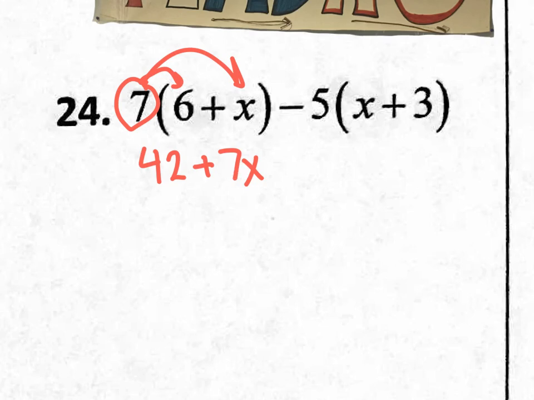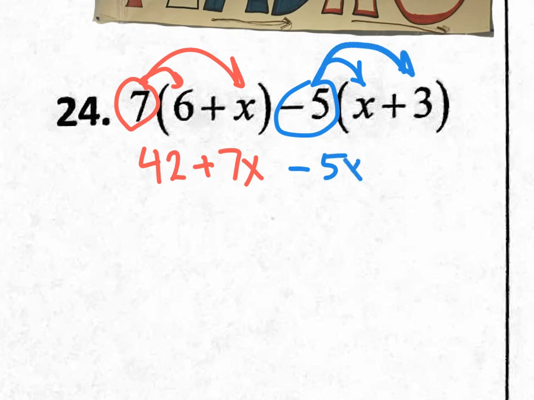And now let's distribute the minus 5 over here. Let me do this in a different color. Distribute minus 5. Minus 5 times x. What's that? Negative 5x. And how about negative 5 times positive 3? Negative 15. So now we have 4 terms, and let's combine the ones that are alike. We're going to combine the x's with the x's. So let me actually circle the 7x.